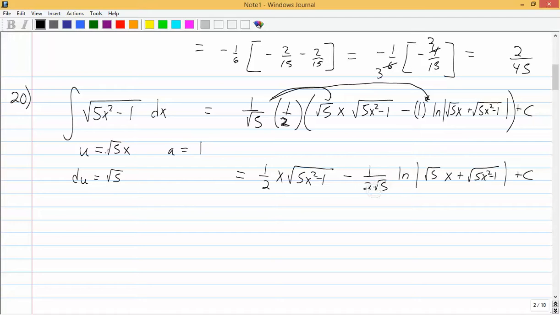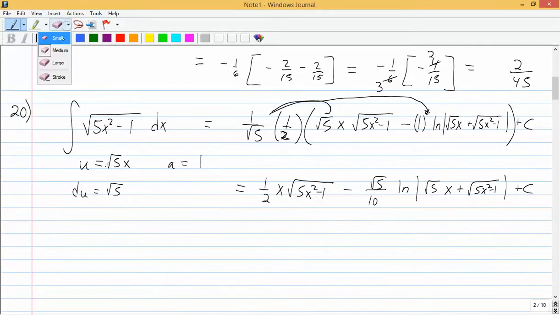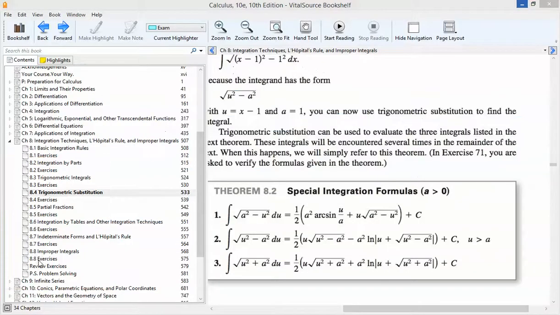You can rationalize this too. So if you multiply the top and bottom by the square root of 5, then what's going to be in the denominator? 10. And you'd have a square root of 5 in the numerator. Alright. So that's how you follow the formula. You find the u, you find the a, you find your du, adjust for the du, and then just follow the formula. Okay.